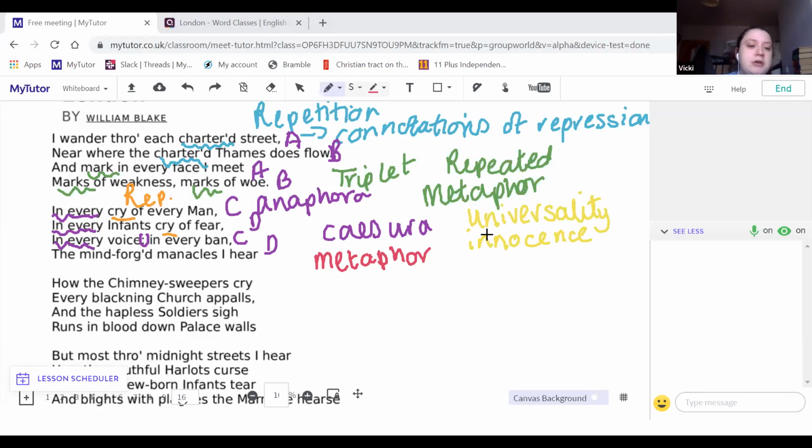Right, how the chimney sweepers cry. So we've got another bit of repetition here. Every blackening church appalls. Can anyone tell me what appalls means? Yeah, shocks, absolutely. Appalls is a word that we don't use anymore. So yeah, horror, nastiness. Right, every blackening church, so we've got blackening here as well. I think that's definitely metaphorical for black and white, light and dark, it being a very deep, depressing time for these people.